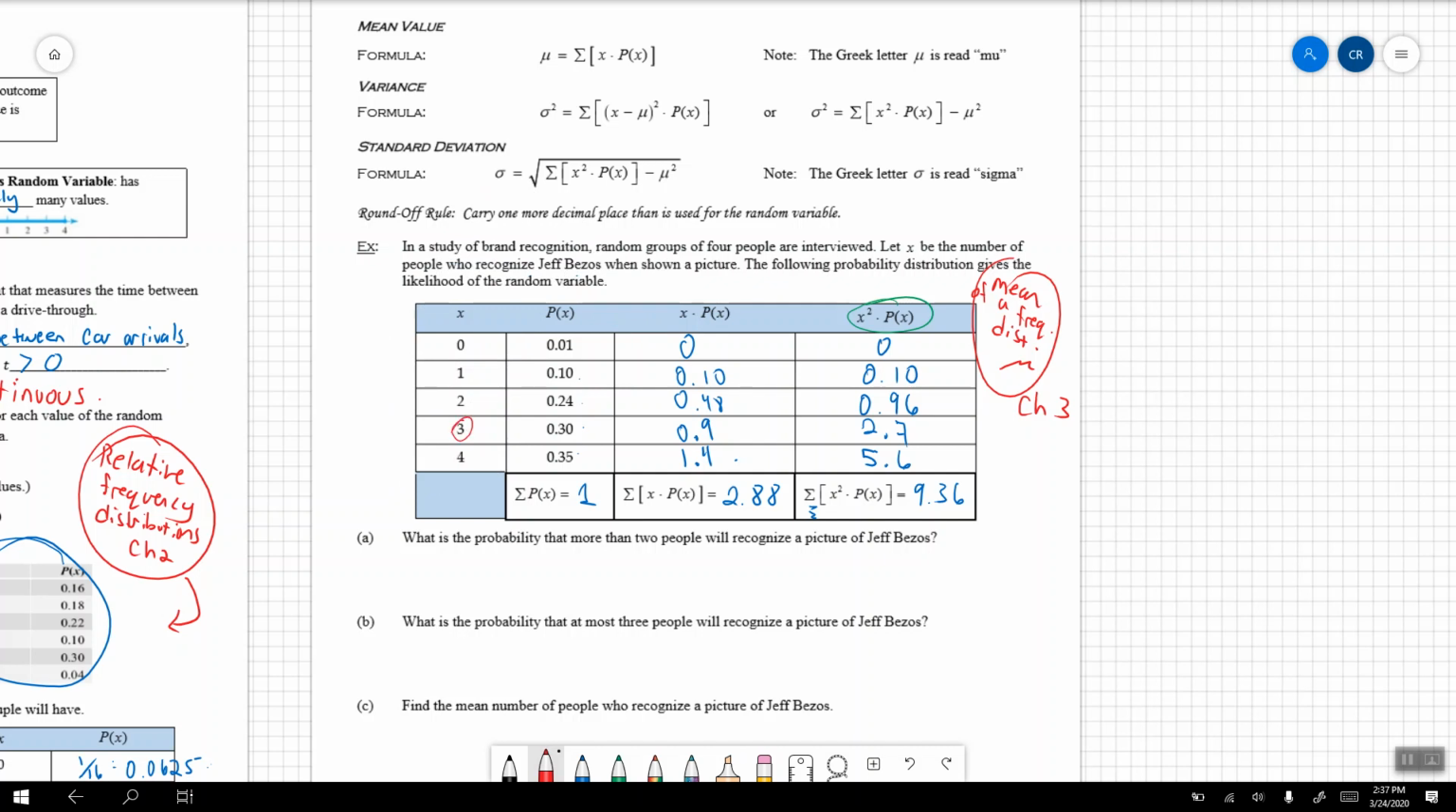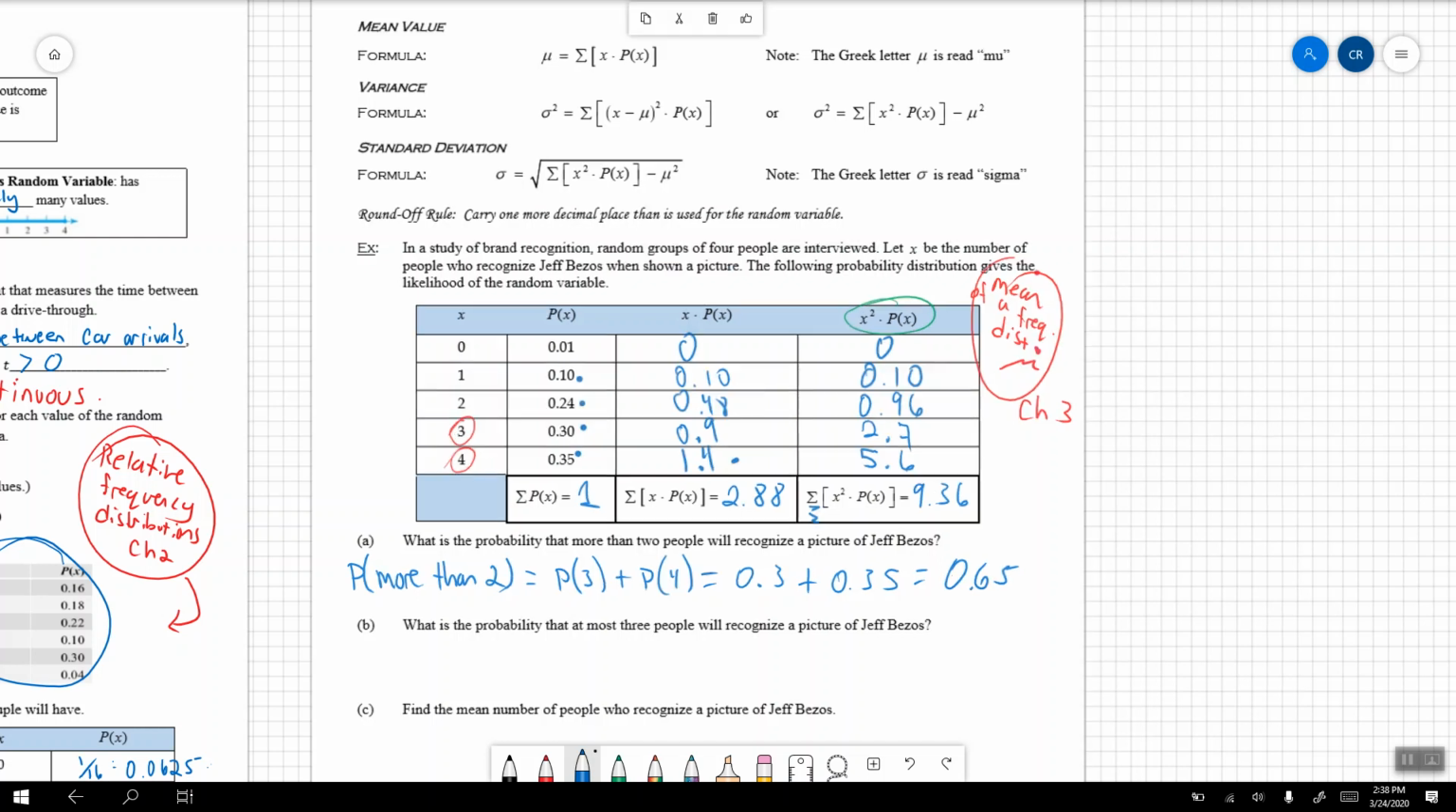Does that mean probability of 3? Yes. Probability of 4? You betcha. So here, more than 2 means that we take the probability of 3 plus the probability of 4. Probability of 3 was 0.3, probability of 4 was 0.35, which means this probability is 0.65, or we can say 65%. Not too bad. All right, next one.